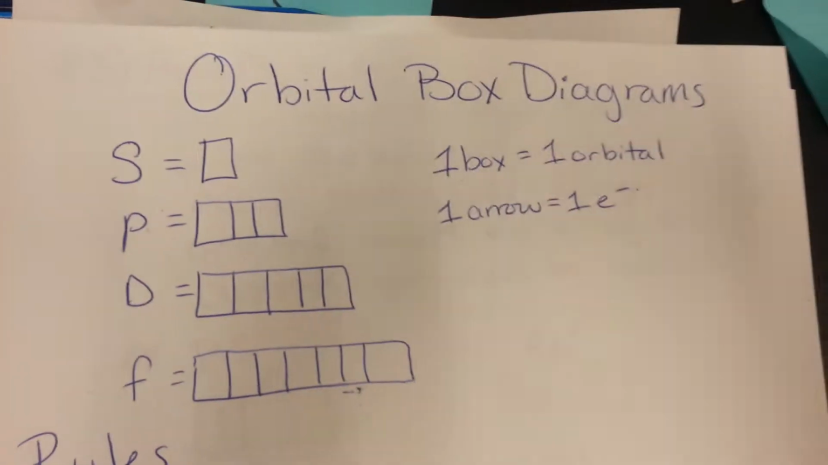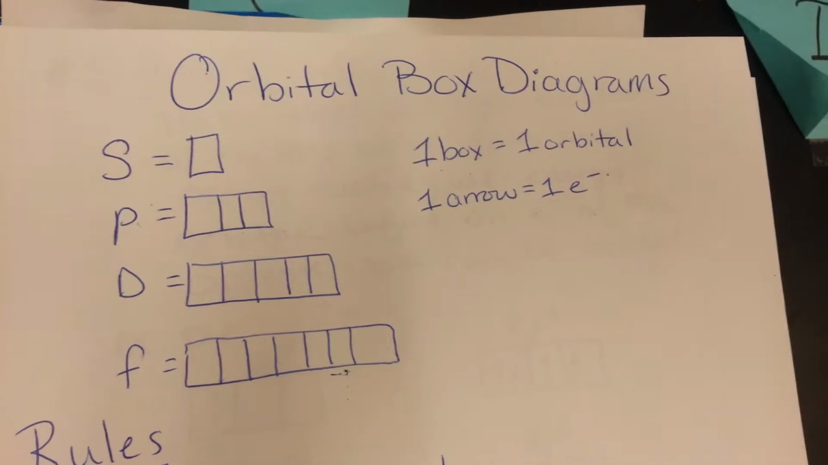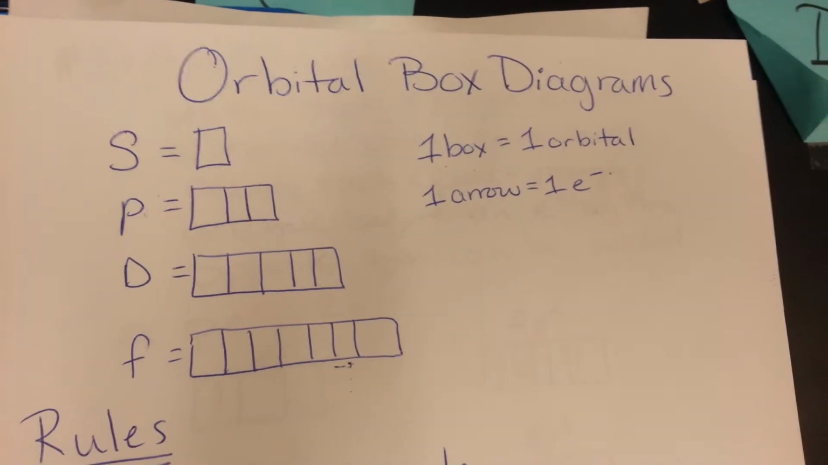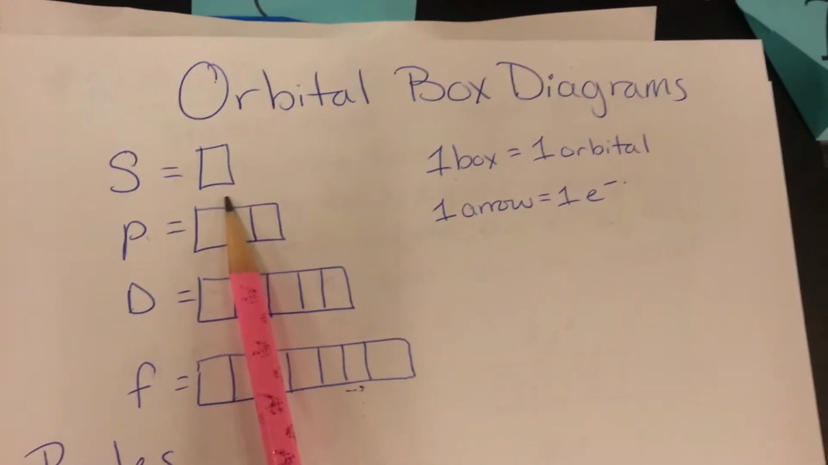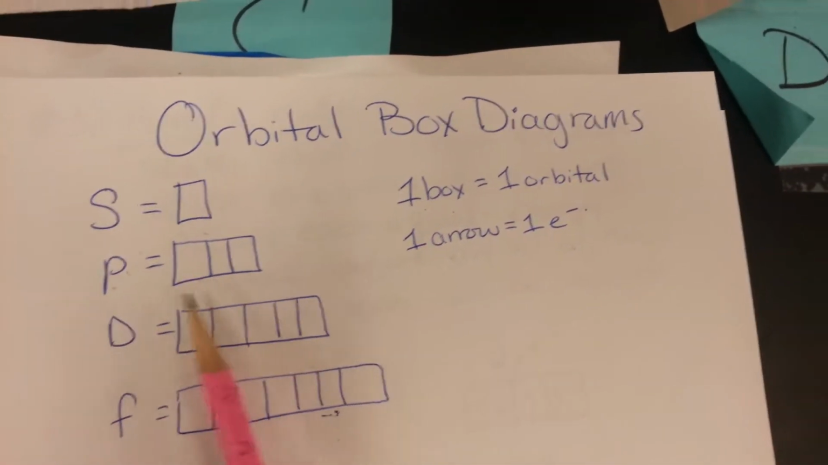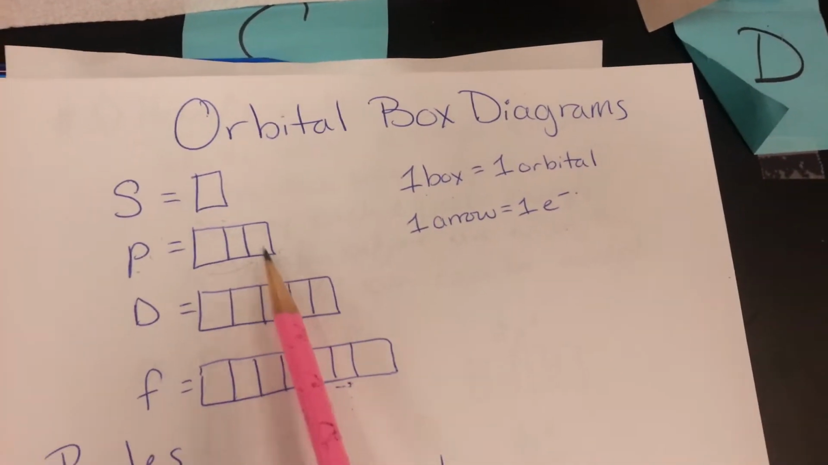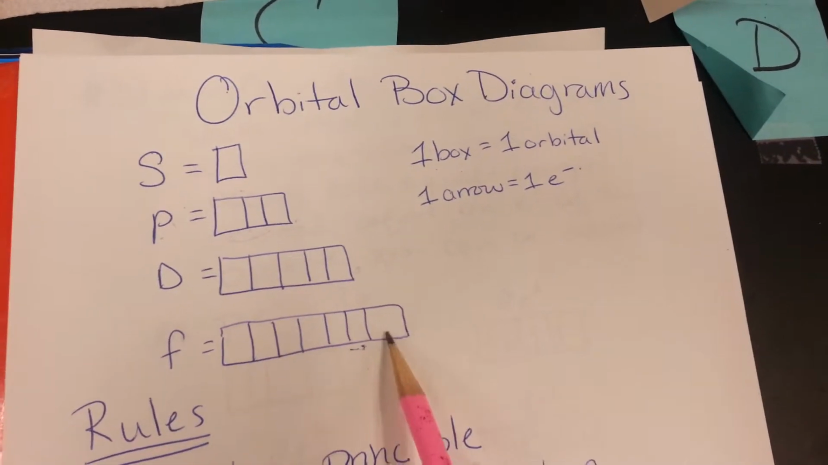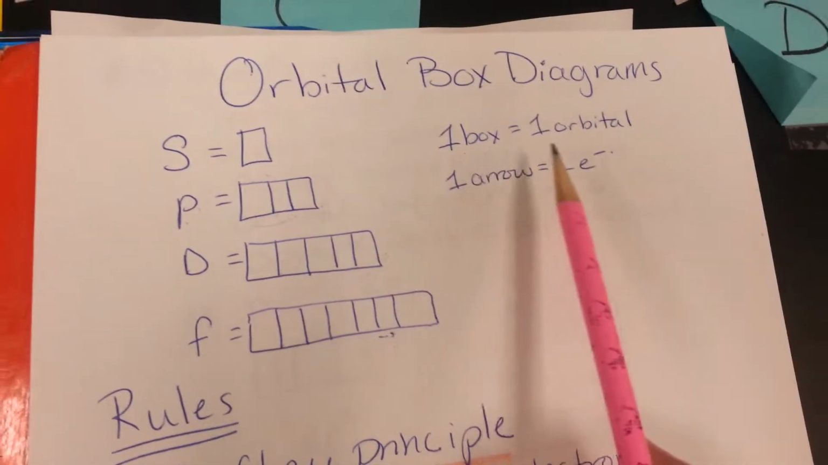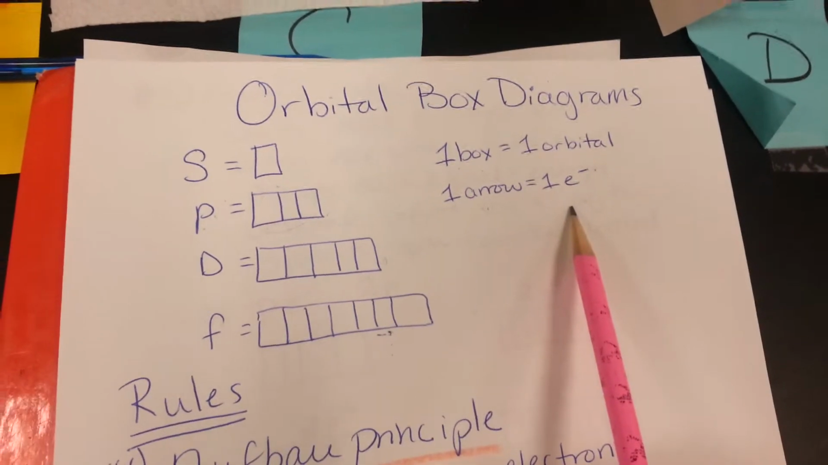Alright, this is going to be about orbital box diagrams. Now this corresponds to your periodic table and your electron configurations. So if you have the s's, it has one box. If you have the p's, you have to draw 3 boxes squished together to show that they are 3 equal energy level p's. You have 5 d's and 7 f's. So please remember 1 box equals 1 orbital and 1 arrow will equal 1 electron. We'll get to those in a second.